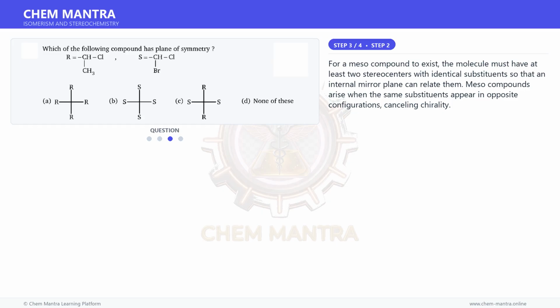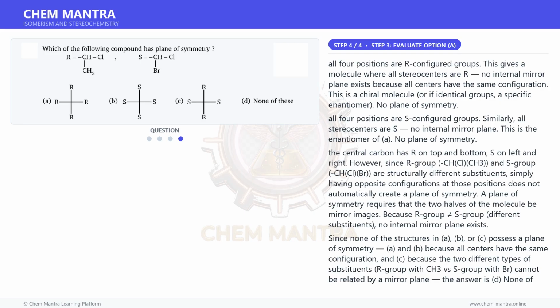Moving on to the next step. For a meso compound to exist, the molecule must have at least two stereocenters with identical substituents so that an internal mirror plane can relate them. Meso compounds arise when the same substituents appear in opposite configurations, cancelling chirality. And for the final step, all four positions are R-configured groups.